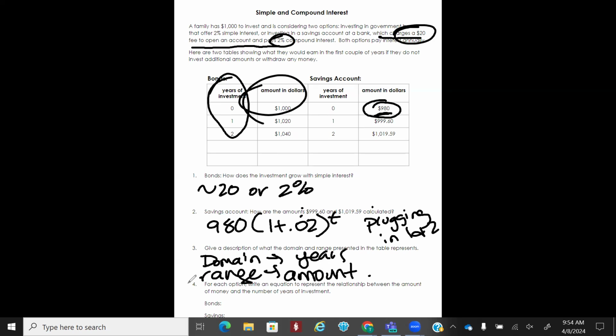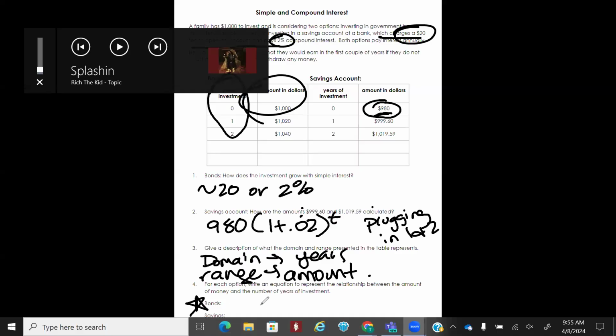Okay. Go ahead and write an equation for the bond. Okay, so this should have been 1,000 times 1 plus 0.02 raised to the t. Now remember, it does say that this one is compound interest. Okay, so looking at this one right here, we would actually divide this by 1 and multiply this by 1. Okay, because it's saying that it's happening annually.